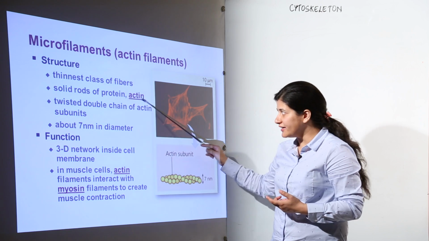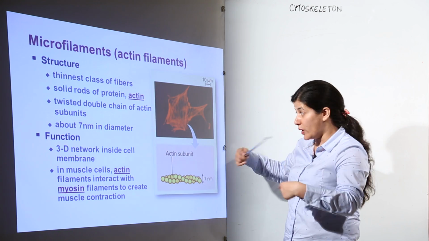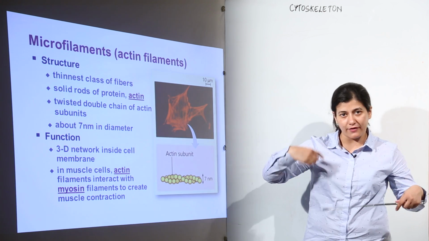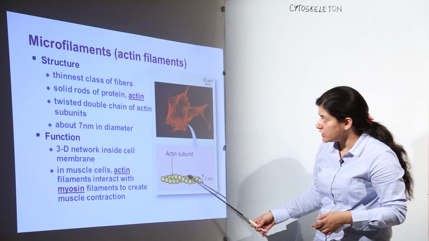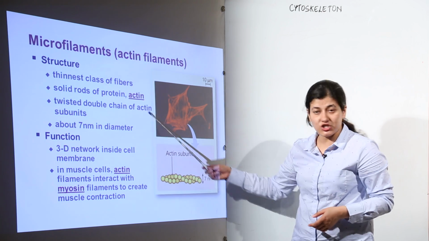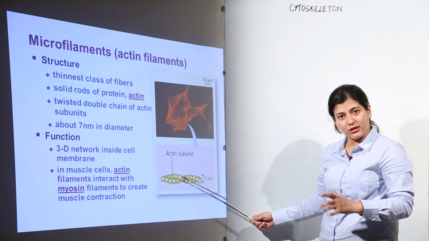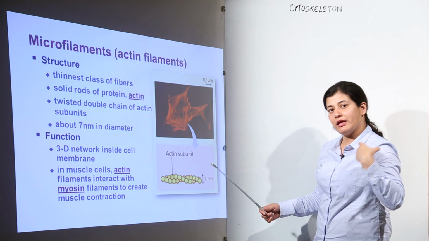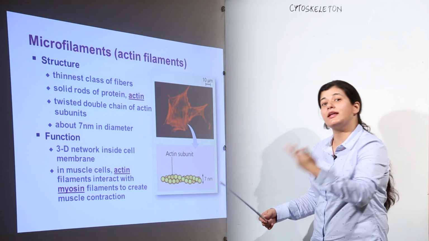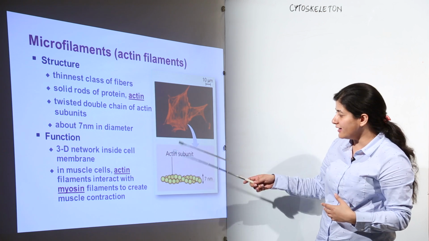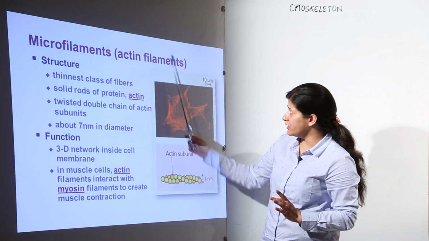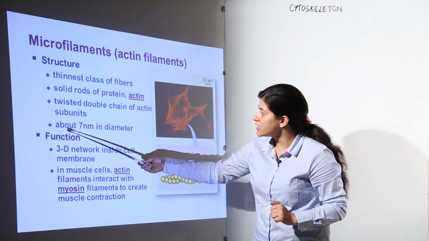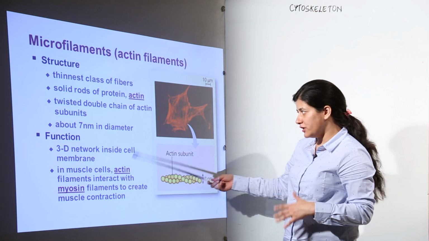They are made up of actin protein, which is a solid rod, that means coiled one. The twisted double chain of actin subunits. Yes, I told you that you have 2 beaded strings and you have to coil them accordingly. So there is a twisted beaded chain, a double chain of actin subunits. There is an actin monomer, then another actin subunit, and they get helically coiled and form a polymer, and we have a microfilament as a result. The diameter is about 7 nanometer, already discussed.